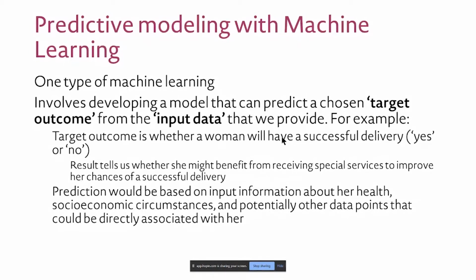And the prediction, I said it depends on the input data, but that's rather abstract. So in practice, the prediction would be based on input information about her health, for example, previous pregnancies or other historic health data of that woman. But it would also include socioeconomic circumstances and potentially even other data points that we can directly associate with the woman.